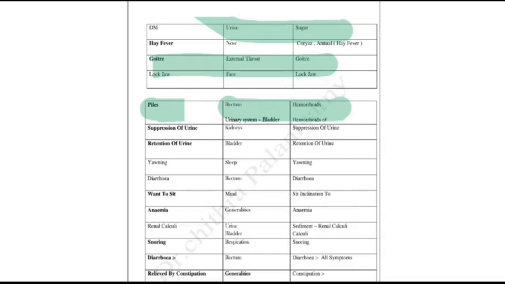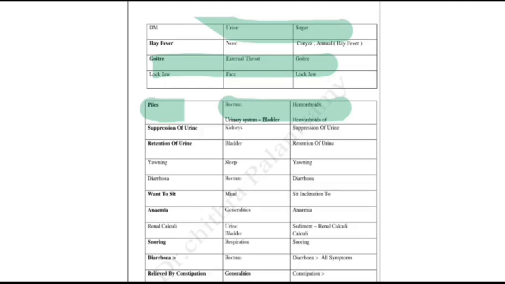Then this is also very important. Apart from the rectum chapter where we can find the hemorrhoids rubric, they can ask questions like that. So for that, in the urinary system, bladder subchapter, we can see a hemorrhoids rubric like that. Okay, then the suppression of urine is present in the kidney chapter. Why? Where urine secretes, filtering, in the kidney chapter. So if there is any problem in the kidney, there will be a problem in secretion. So simply we can think like that and answer easily.